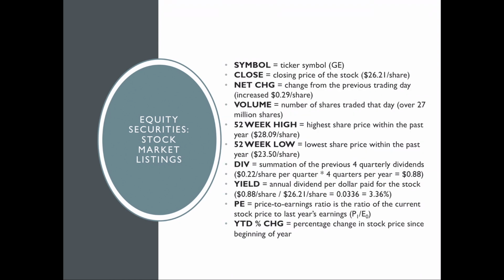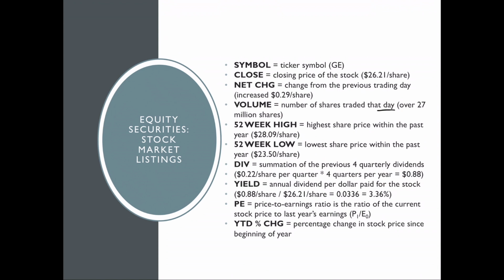The symbol is the ticker symbol GE, which is what we're dealing with. The close is the closing price of the stock. If you look back, you can see it's $26.21 per share. The net change is the change from the previous day, so it increased 29 cents per share. That is listed as an actual amount, not a percentage. The volume is the number of shares traded that day, so over 27 million shares were traded.